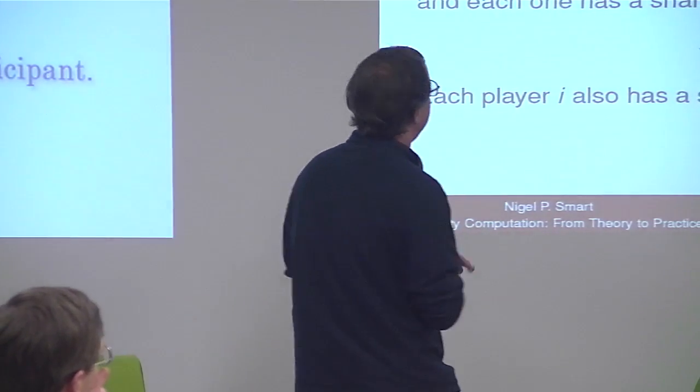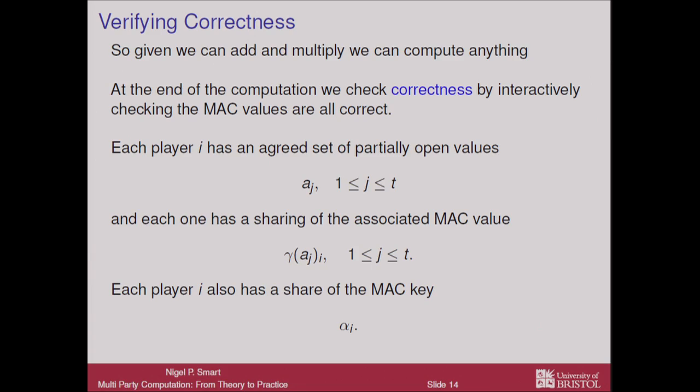But we want to protect against people cheating. And we're going to use the MACs to do that. So what we're going to do is interactively check the MAC values, which is as follows. So imagine that we've executed our protocol. We've got to the end. We've evaluated our circuit. Now, at some point, we've executed T multiplication gates. So there's been T partially open values, which we'll call A_j. And to each one of those, we've got an associated MAC value, where each player holds a share of that associated MAC value, and each player also holds a share of the MAC key. But we want to be able to check the MACs are correct without revealing the MAC key itself.